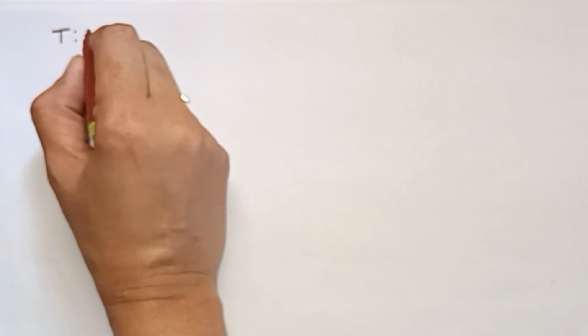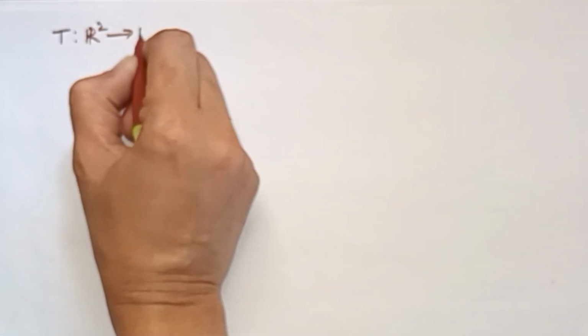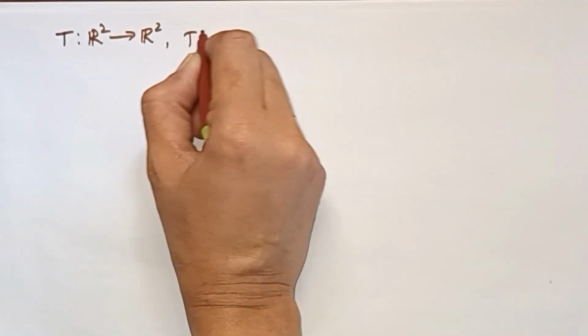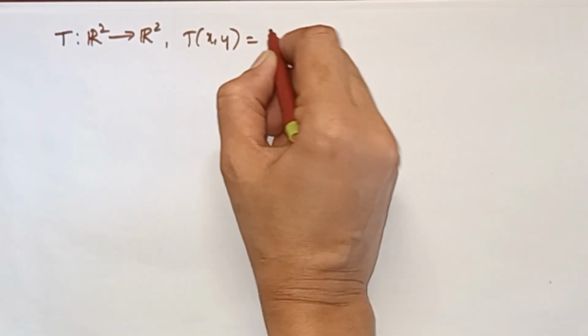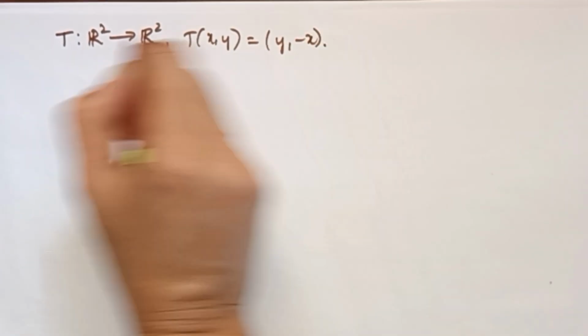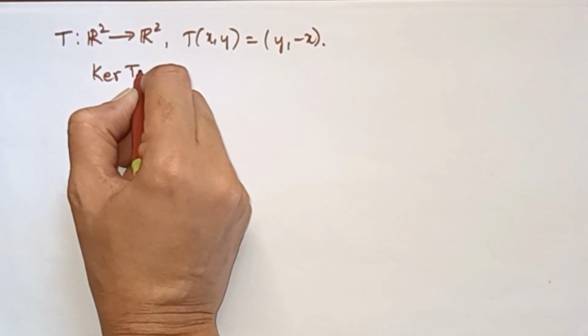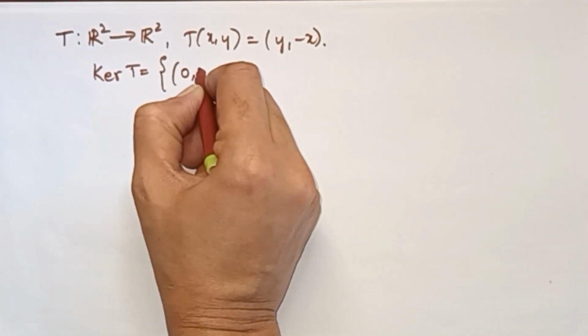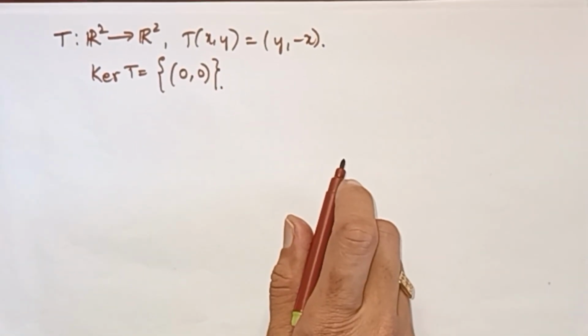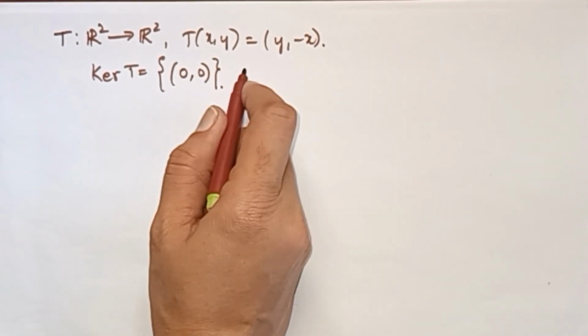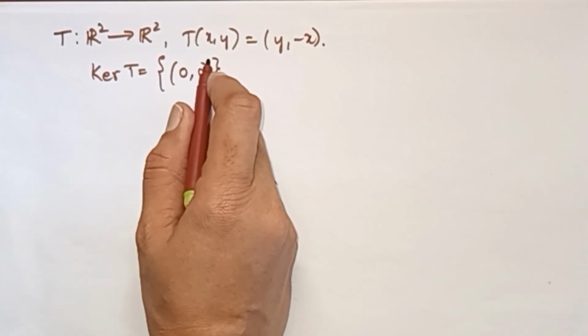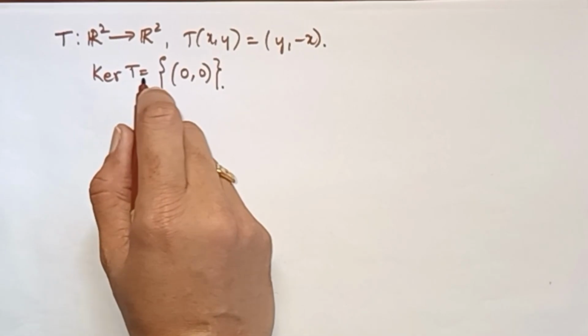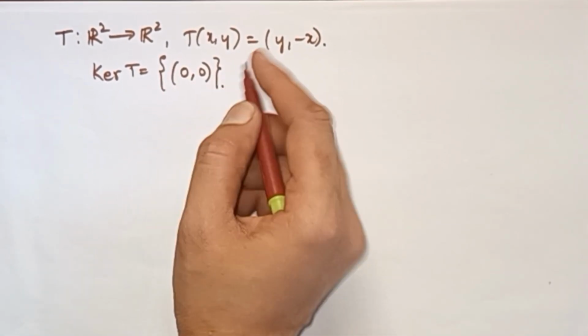Let me take up the same transformation which I had explained in the beginning. T is a transformation from R square to R square, rotating a plane by 90 degrees clockwise. That is, (x, y) goes to (y, minus x). You know what the kernel of this transformation is. It is a set having only the 0 vector. Only (0, 0) gets mapped to 0, and no other vector maps to 0. So kernel of T is equal to the set containing (0, 0).